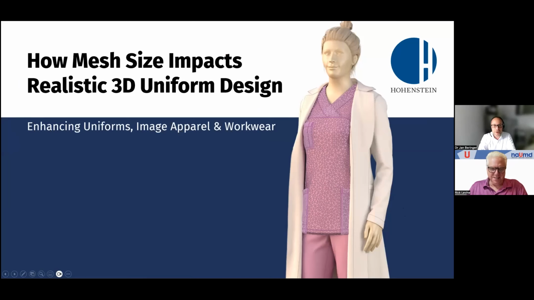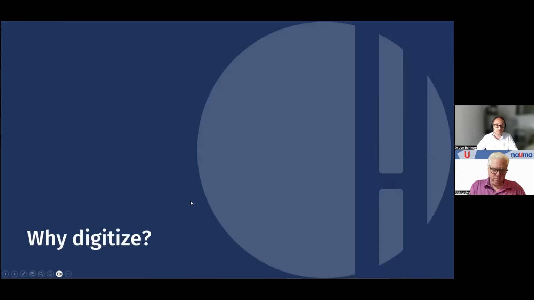Going to the topic: how the mesh size impacts realistic 3D uniform design. It's going to be a little bit technical presentation today about 3D simulation, how to play with the mesh size and basically find the sweet spot between the mesh size and your actual virtualization of the garment.